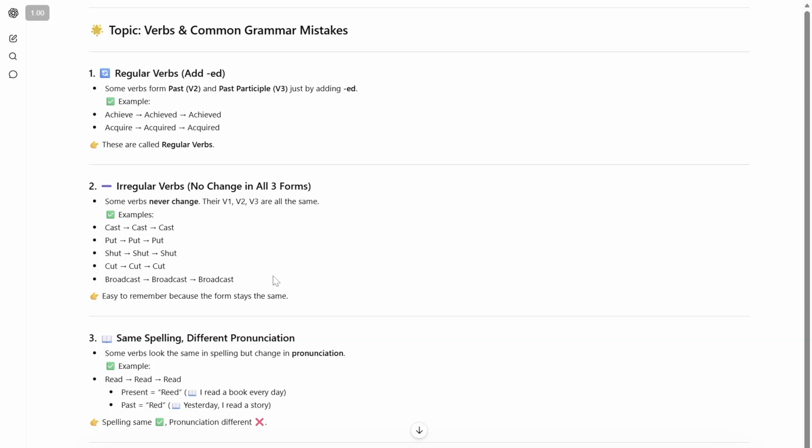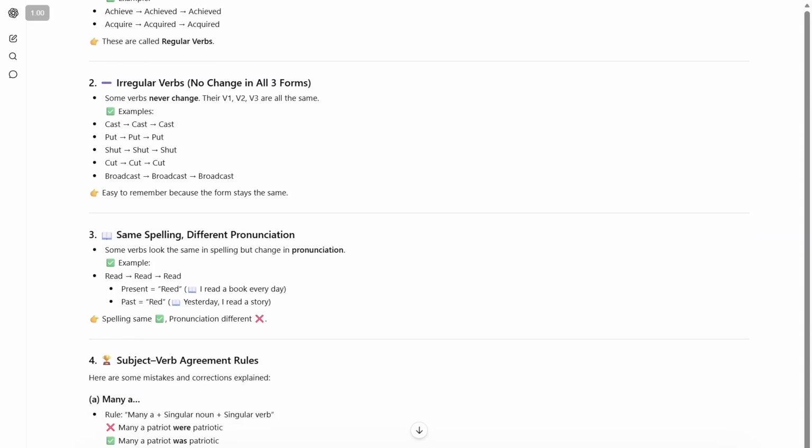Number 3, same spelling, different pronunciation. Some verbs look the same in spelling but change in pronunciation. Example: read, read, read. Present equals read. I read a book every day. Past equals read. Yesterday I read a story. Spelling same, pronunciation different.